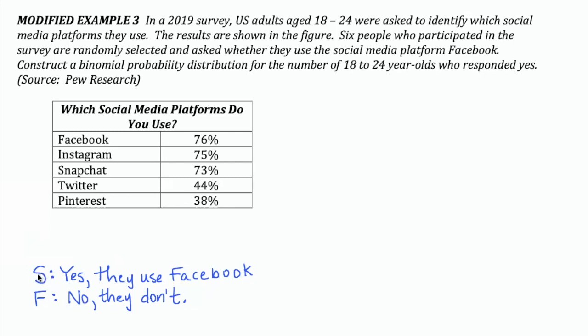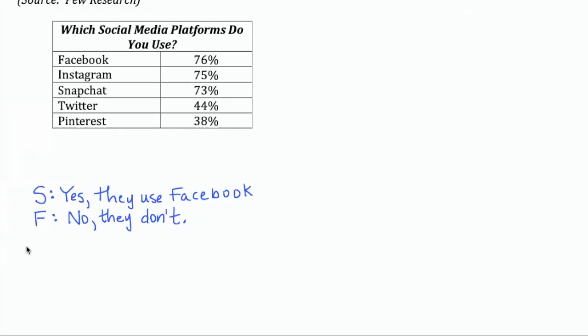And you could call a failure using Facebook. The math's going to work out just fine whichever way you set up your success and failure. Next, we need to know the possible outcomes. So if we are going to ask 6 people, what are the possible outcomes that might happen?